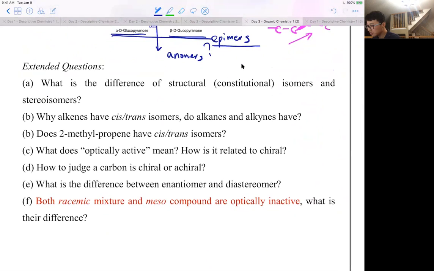So I have a few questions listed here. Obviously, we will answer the first question. My second question, alkenes, why do alkenes have cis and trans? Can you give me a keyword? Why alkenes? Yes, the double bond, right? The double bond cannot be freely rotated, right? It can be rotated, but it cannot be freely rotated.